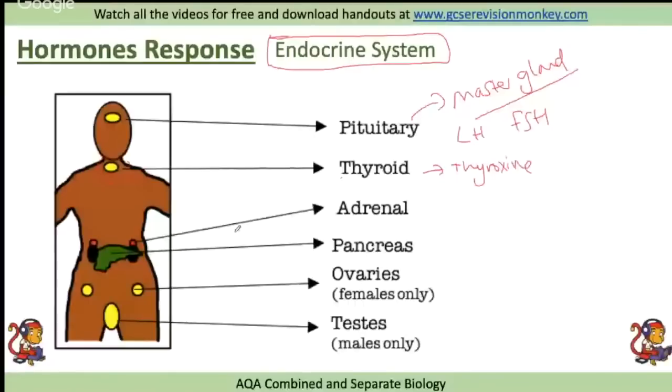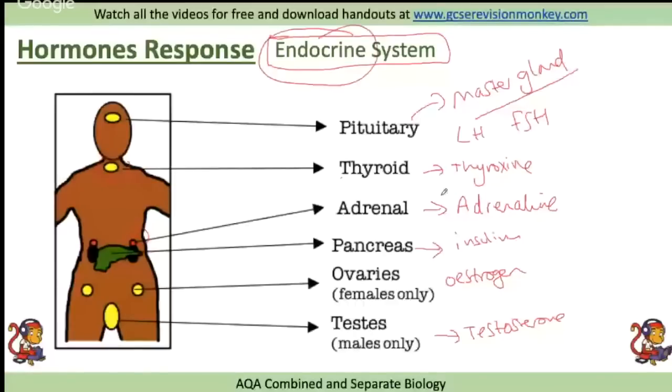The adrenal glands are just above the kidneys there. That releases adrenaline. The pancreas releases many hormones, and make sure you're talking about hormones and not enzymes when you're talking about the pancreas in this paper. So hormones such as insulin, for example. The ovaries produce estrogen and progesterone, and the testes in males produce testosterone. So you might be asked to label a diagram or say what is released by each of these glands, remembering that it is the endocrine system. So as we said, the response in the hormones is a lot slower.